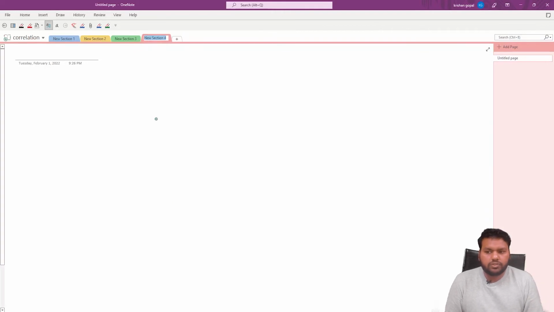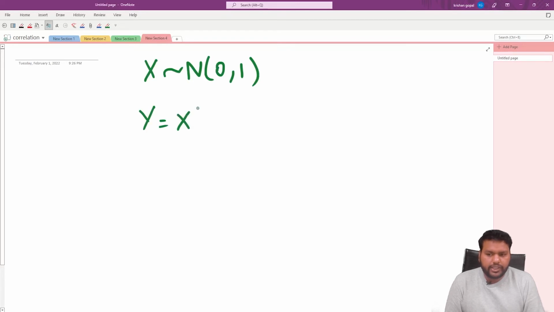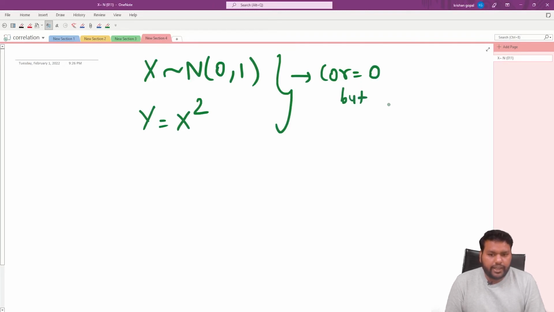And for remembering, you can keep this example also. If x follows the standard normal distribution (0, 1), and you have another variable y that is x squared, and you calculate this, which you can do on your paper, then the correlation coefficient comes to 0, but x and y are not independent.